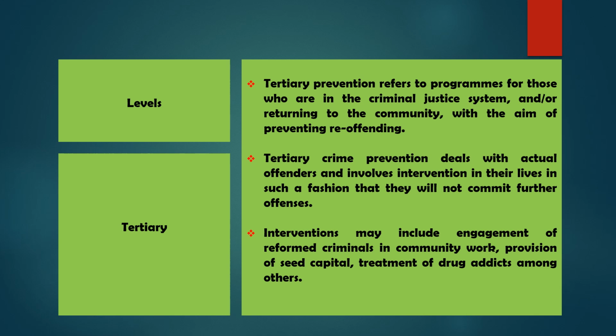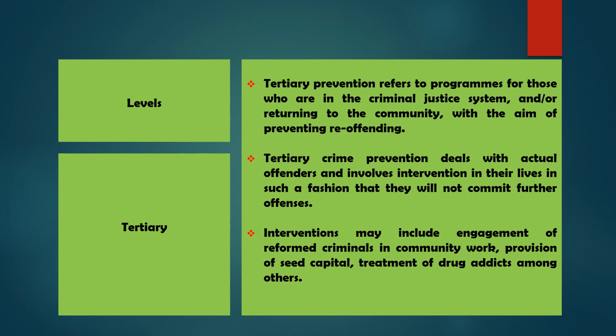Tertiary crime prevention deals with actual offenders, and it involves intervention in their lives in a fashion that they will not commit further offenses. And interventions here might include engagement of reformed criminals in community work, provision of seed capital to individuals with the skill to engage in business, and also treatment of drug addicts so that they may not pursue dealing in drugs as a leisure time activity and also as a means of livelihood.